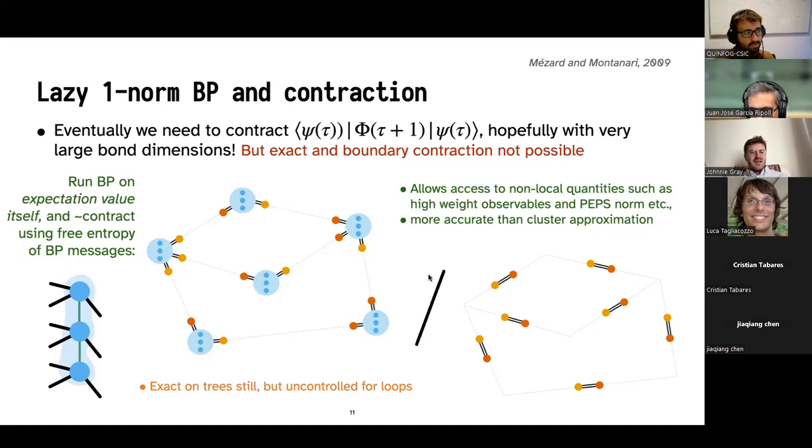And what's more, we know in the limit that it's exact on trees. So there's still some limit that we understand of why this should work and why it still seems to work quite well for loops. Are there any questions on this part?